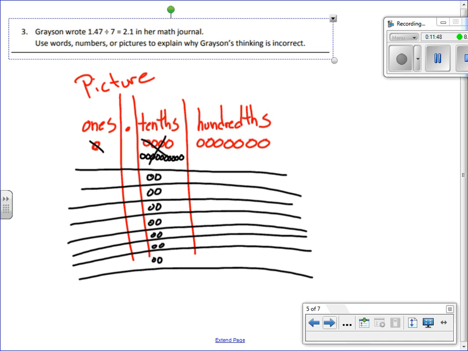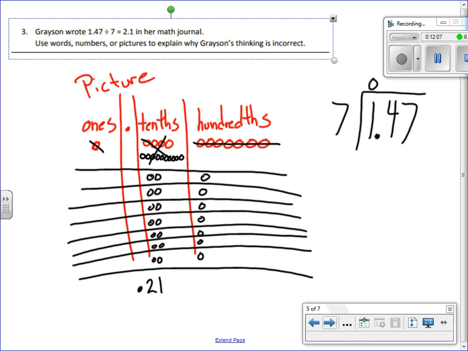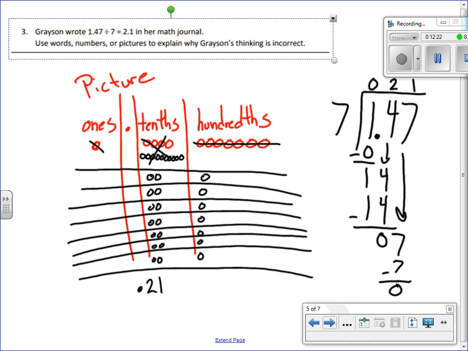I've got 1, 2, 3, 4, 5, 6, 7. That means each one's going to get 1 if I divide 7 by 7, which means my answer is going to be decimal point 21. To check it, we're going to do standard algorithm. 7 cannot go into 1. Subtract, bring down. 7 goes into 14 twice. Subtract, bring down. 7 goes into 7 once. Subtract, and we're done. Don't forget your decimal point goes just right up on top. 21 hundredths. So Grayson was wrong.